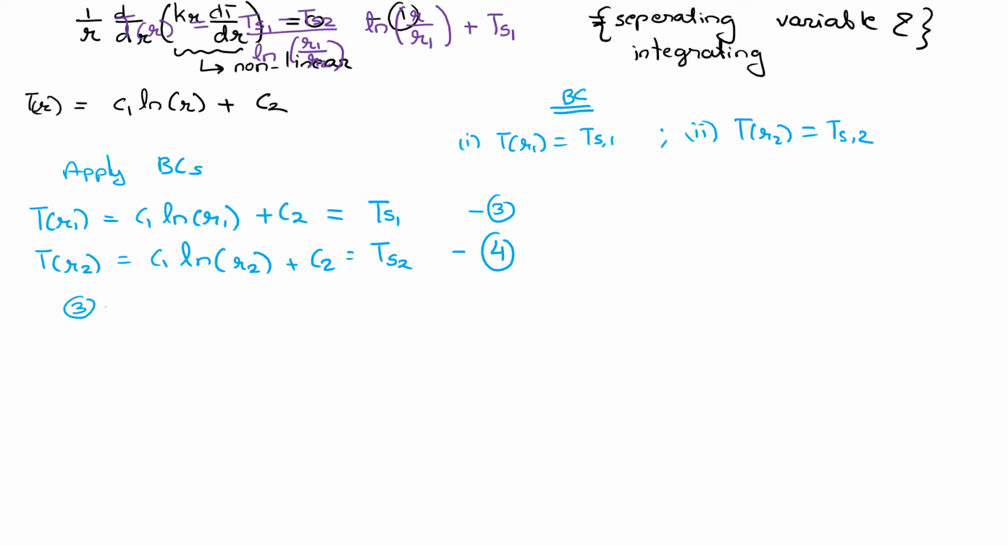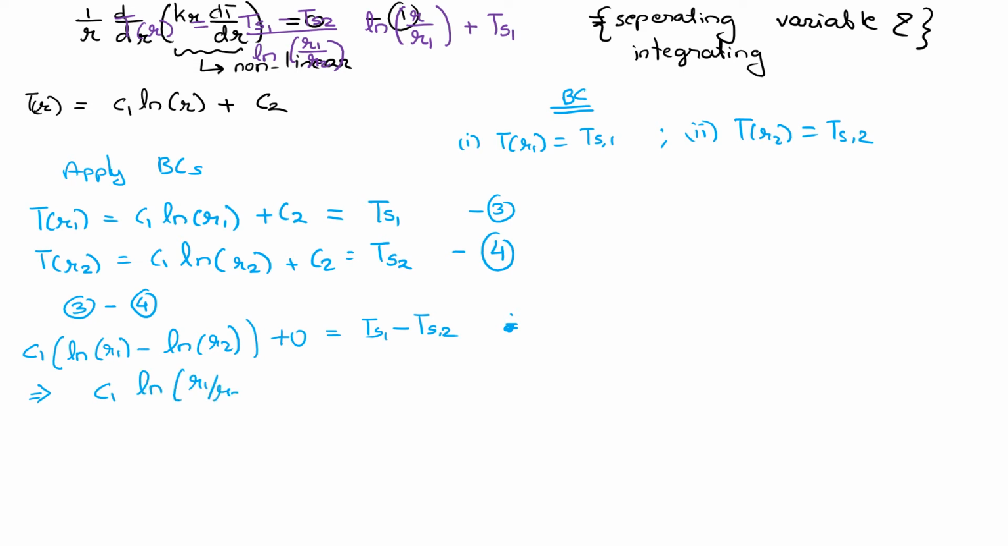Now let's do the operation of subtracting 4 from 3. So let's do 3 minus 4, which will give us C1 times natural log of R1 minus natural log of R2, and we'll cancel out C2's, so that will be 0 equals TS1 minus TS2. We can also write this as C1 into natural log of R1 by R2 equals TS1 minus TS2, or your C1 will be equal to TS1 minus TS2 divided by natural log of R1 by R2.